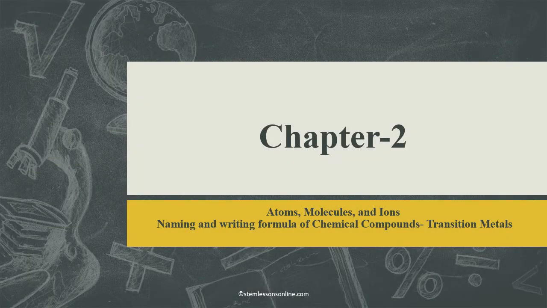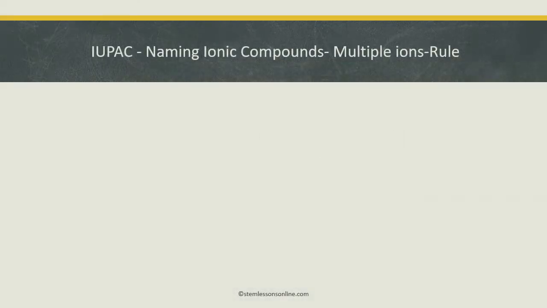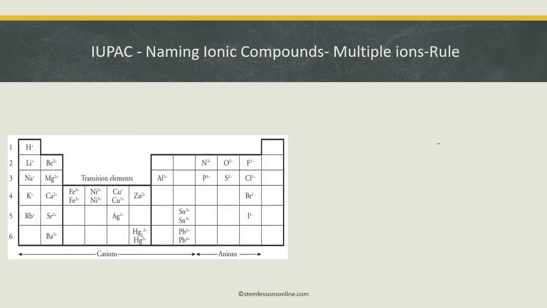This lesson is about naming ionic compounds, but here we are talking about transition metals, which will have multiple charges. As you can see from this portion of the periodic table, some transition metals have only one ion. Look at that. Whereas other transition elements normally occur in two or three ionic forms.